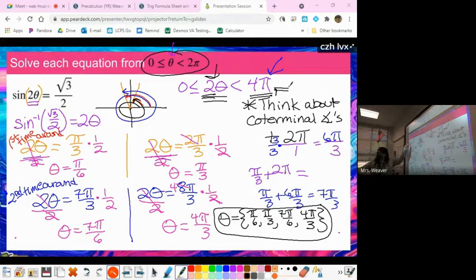This one is moving 2 times as fast. It's 2 theta, so it's going 2 times as fast. So we expect twice as many answers. And we're going to pick up those extra answers by going a second time around. Because if theta is between 0 and 2 pi, then 2 theta is going to be between 0 and 4 pi. Okay, so that's why we did a second time around. Questions for me on that one?